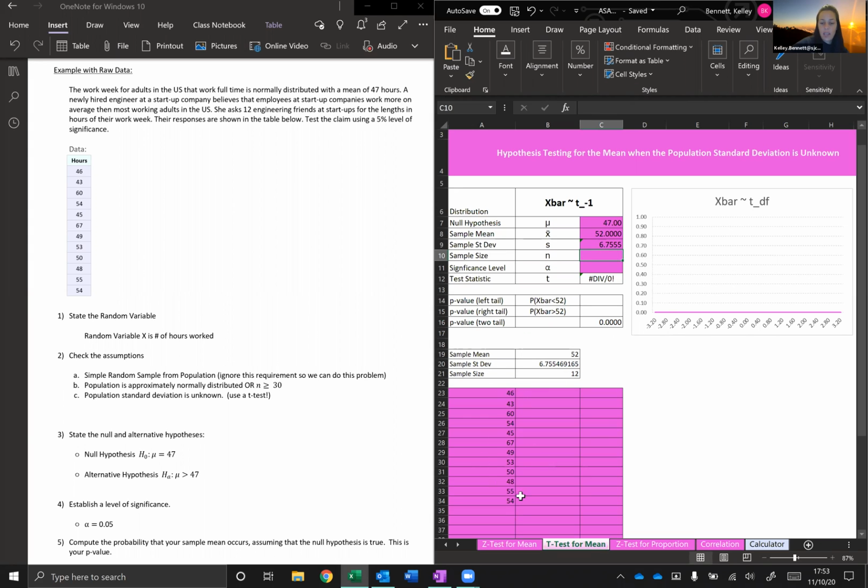My sample size also comes from here, so it's going to count how many entries you have. We also see that the problem tells us that the sample size is 12, but let's not be lazy, just steal it from Excel. And then lastly, we need to input our alpha. We know we're using a 5% significance level. All right, now we have everything spit out, so let's grab it and digest.